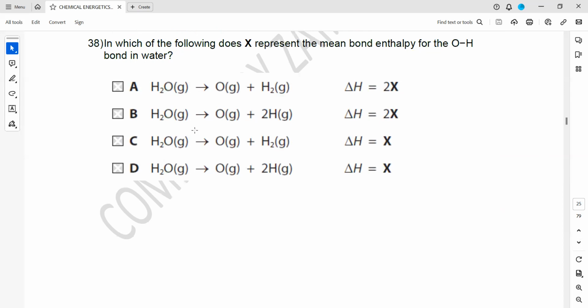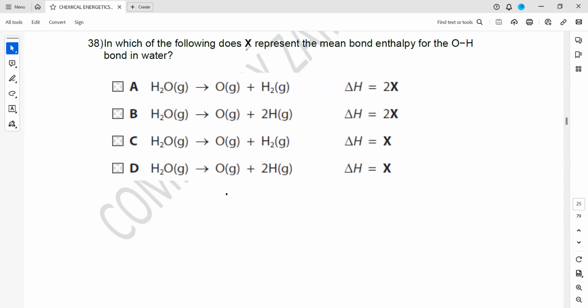In which of the following does X represent the mean bond enthalpy? So what is the concept of a mean bond enthalpy? It is the energy needed to break the bonds and produce atoms in a gaseous state. So we start with a substance in a gaseous state and produce atoms in a gaseous state, and we call that the mean bond enthalpy.